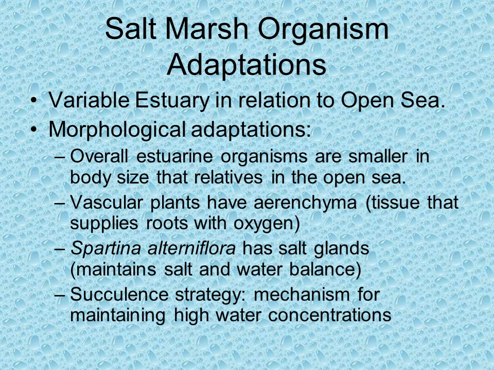Now, organisms that are in a salt marsh have to adapt because they are part of estuaries, and we know estuaries to be highly variable. So there are morphological adaptations. Usually estuarine species are smaller than their open ocean relatives. The vascular plants that are present have aerenchyma, which is a tissue that supplies roots with oxygen.